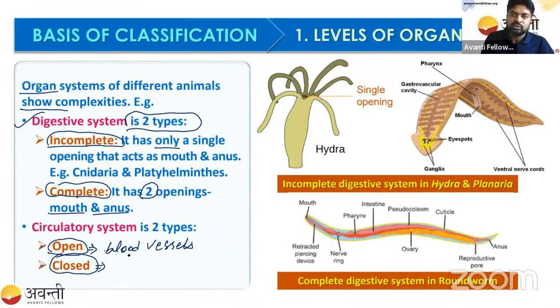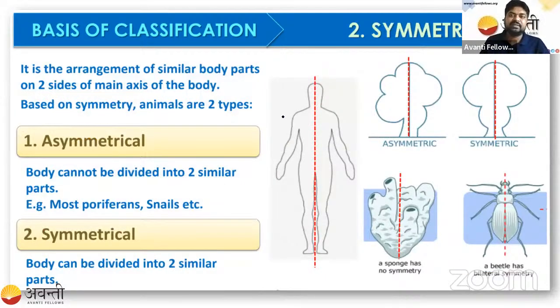So here you can see the example for the incomplete digestive system in Hydra and Planaria. So this is the Hydra. Here you can see the single opening for the Hydra. And here you can see an example for the complete digestive system, for example roundworm. Next one, after the circulatory system, is the symmetry.